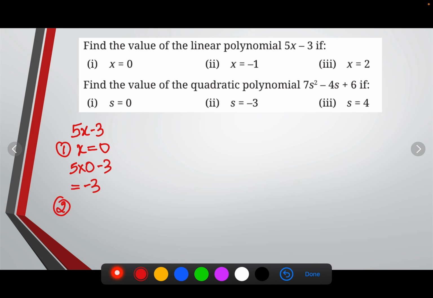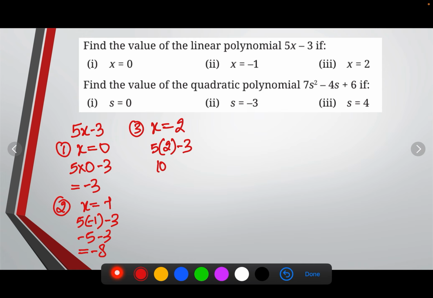Part 2. x is equal to minus 1. So 5 times minus 1, minus 3. So minus 5 minus 3 will give you minus 8. Part 3. x is equal to 2. So it is 5 multiplied by 2, 10 minus 3, which is equal to 7.